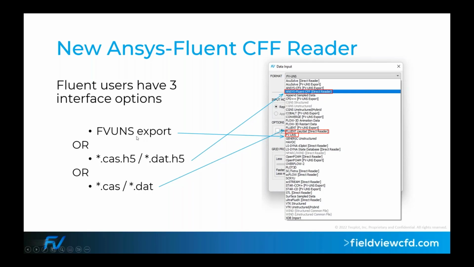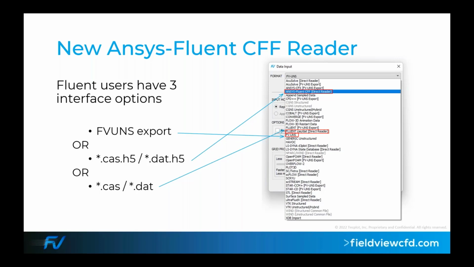And you also have the option to export from Fluent to the FieldView unstructured format, FVUNS. And this is actually the preferred option if you're after performance. The new reader is nice for having a quick view at an existing H5 format, but if you know you're going to read that case multiple times and want to get the best performance, we still recommend the FVUNS export, which is faster and compatible with FieldView Parallel.